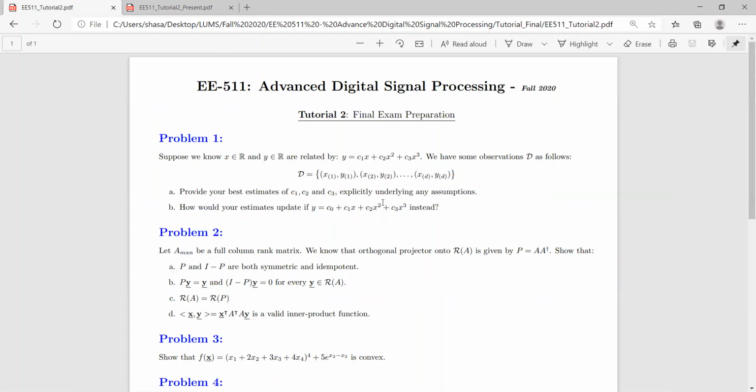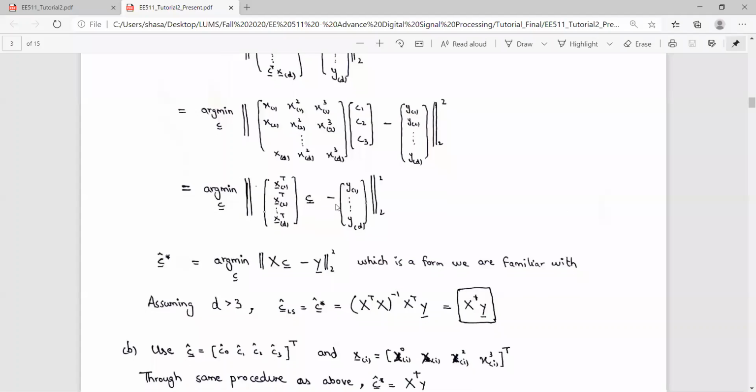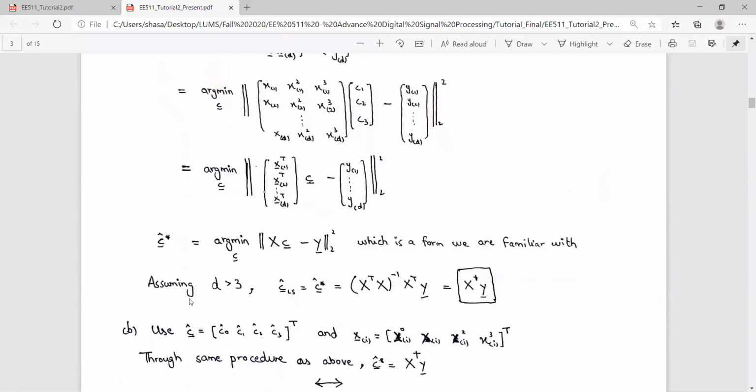y is equal to c naught plus c1x plus c2x square plus c3x cube. So this part is the same. What's different is that a c naught has been added and there is no term in x here. So what we can do is just add a 1 here and perform stacking accordingly, or 1 is equivalent to x power 0. So we just update it like this, that c hat is equal to this vector.